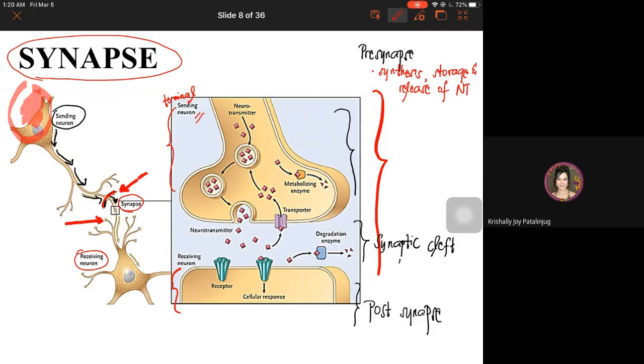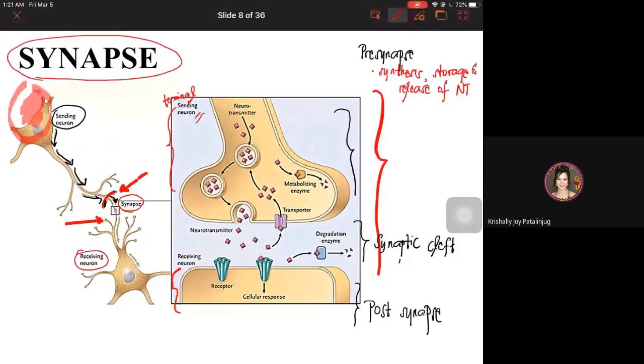Take note. I repeat, in the pre-synapse, synthesis, storage, and also release of neurotransmitters occur. Okay? Later, it will be much clearer in our proceeding presentations or slides. This will be elaborated later on. So just take note of the necessary events or processes related to each part. So synthesis, storage, and release of neurotransmitters take place in the pre-synapse.